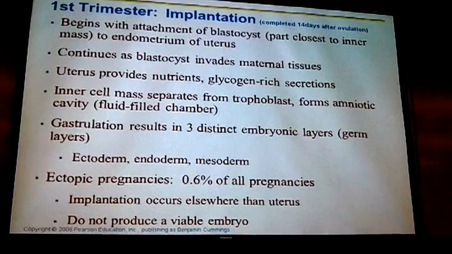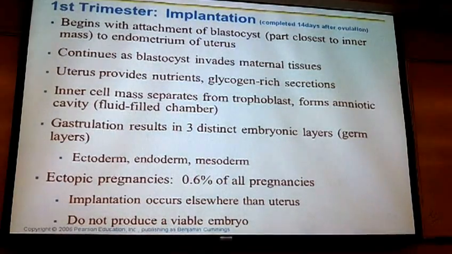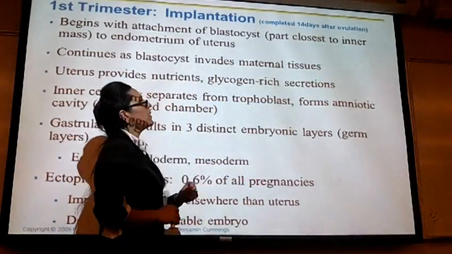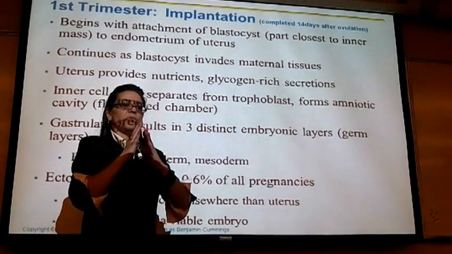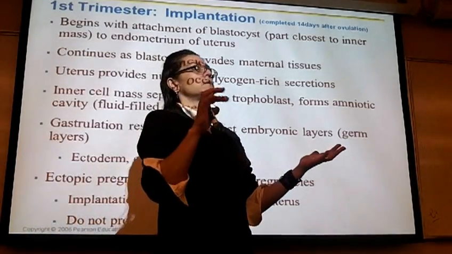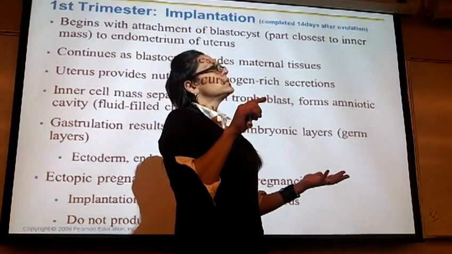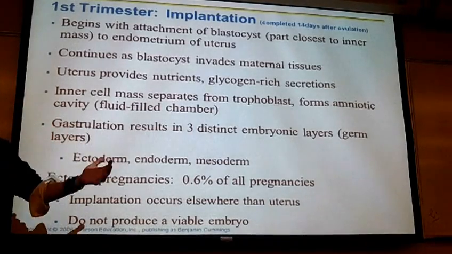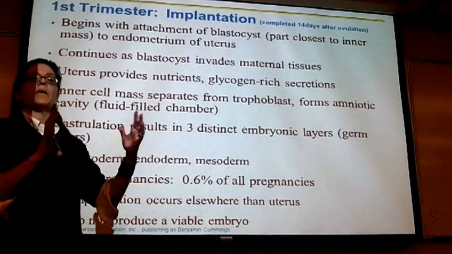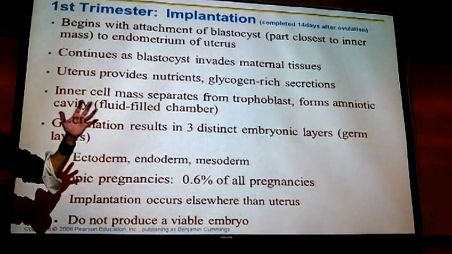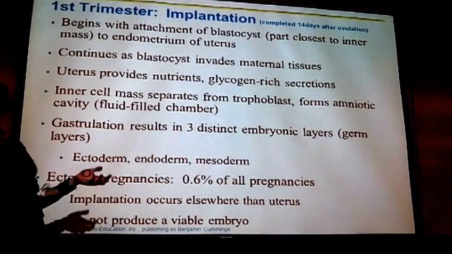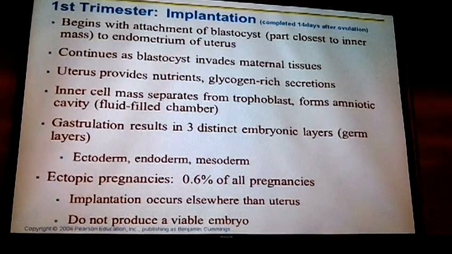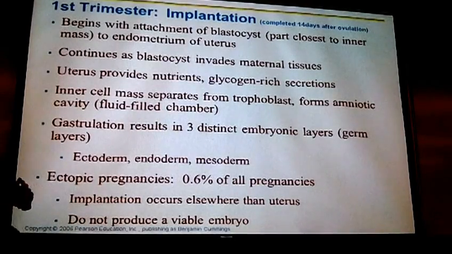Now, the next thing that's going to happen is implantation. And up here it says completed 14 days after ovulation. Okay? So remember, we have ovulation, and then about 10 days in the cycle, and then to finish the cycle, and then cleavage takes about a week, maybe a little bit less. So implantation is happening about 14 days after ovulation, or about a week, give or take a couple of days, after fertilization occurs. And it depends on when fertilization actually occurs.